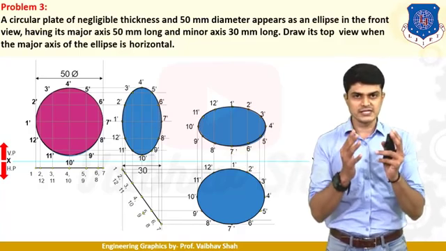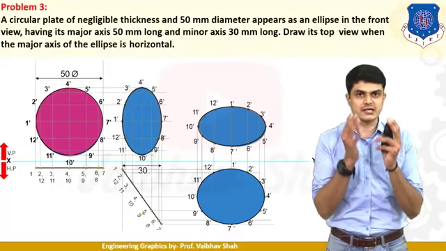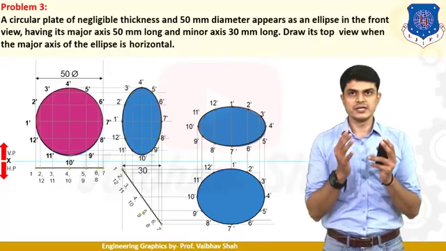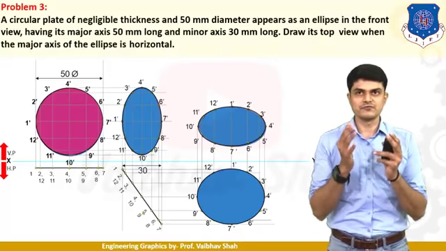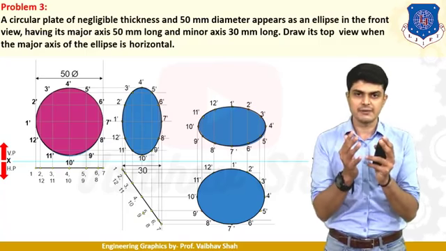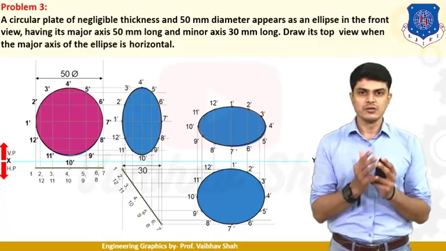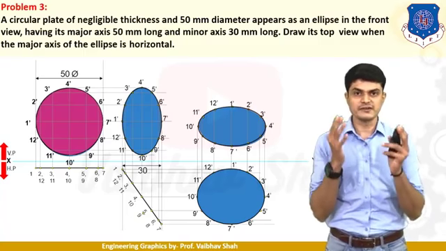As your object is resting on VP, we must check the condition for VP first. So here it is said that the ellipse appears in the front view having major axis 50 mm and minor axis 30 mm long. So what is the front view? The view generated in VP.